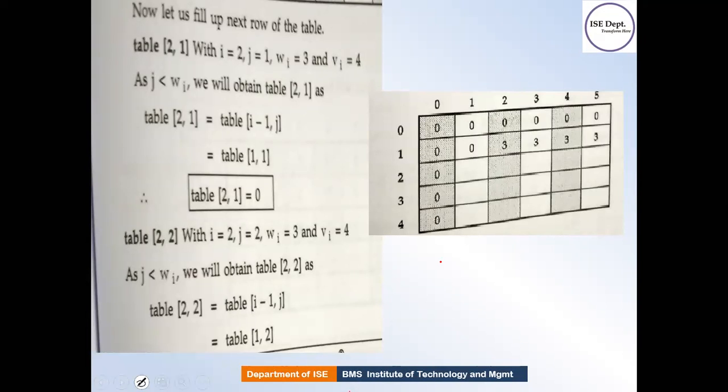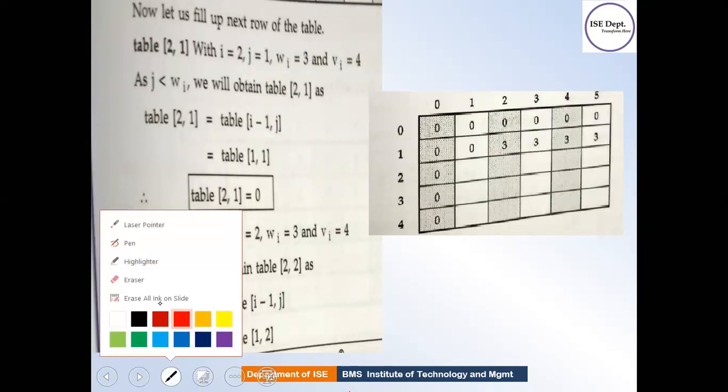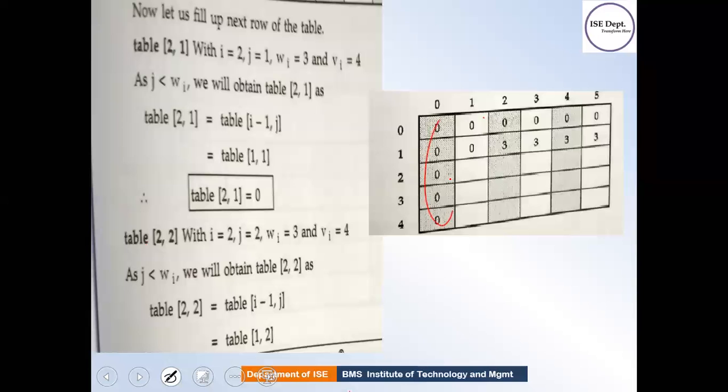Okay, always fill the first row and the first column with 0. Remember this part, how to fill. If this is for a weight, with the total weight of a bag given as 5, start with 0 till 5, and the number of objects is 4, so start with 0 to 4. That you remember, and start filling these zeros for the first row and the first column.